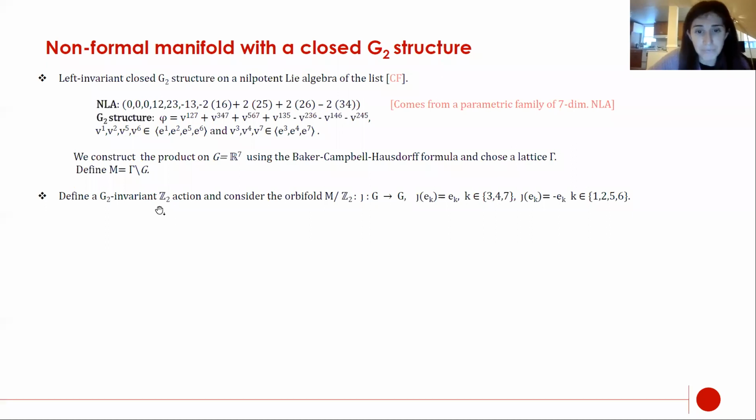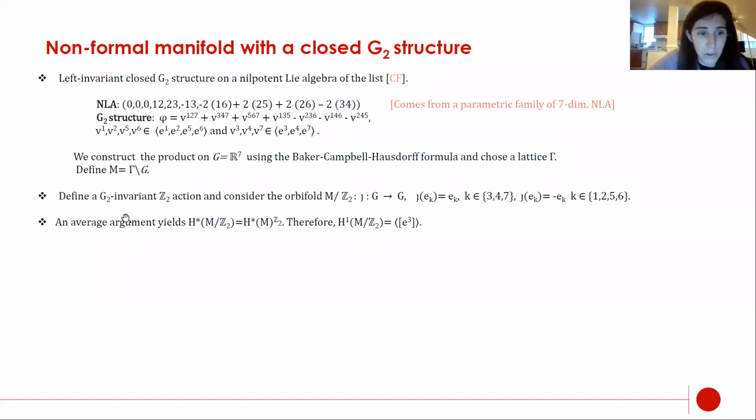Z2 action. So for that, the invariant Z2 action is the one that fixes E3, 4, and E7, and reverses the sign of E1, 2, 5, 6. You can check using this formula that it preserves the G2 structure. So what we have is a closed G2 orbifold.